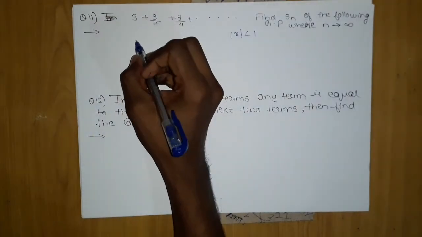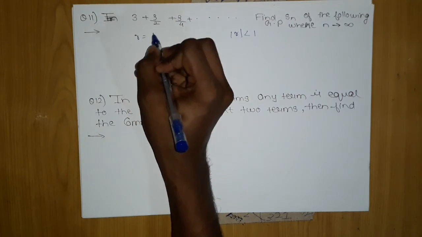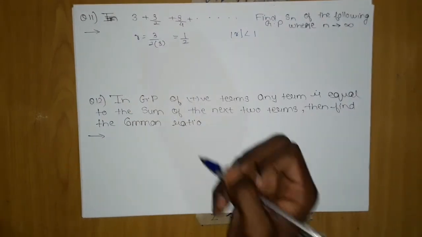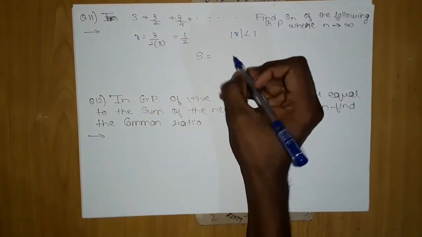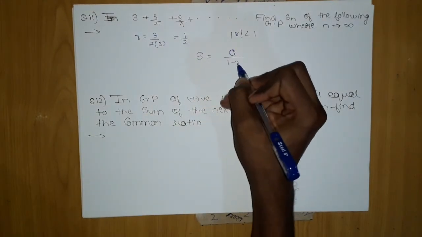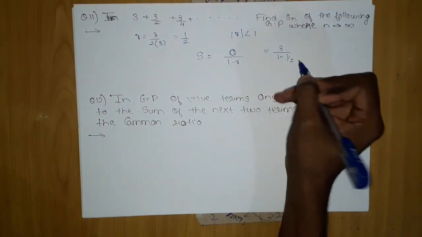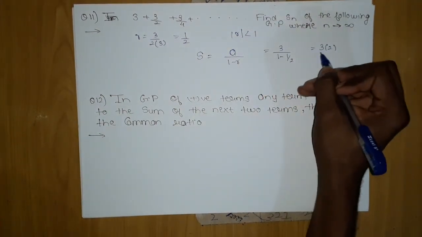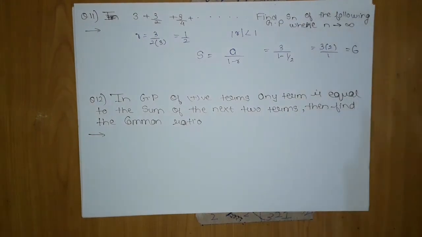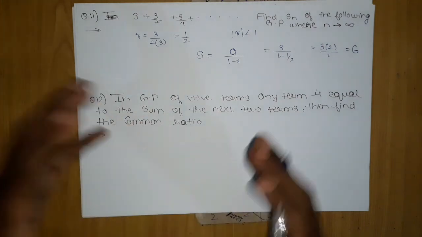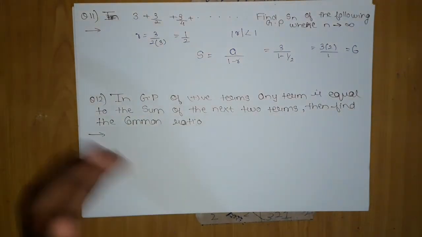So how will I get the r value? It is r will be 3 by 2 by 3, which will be 1 by 2. So I got the r value. So S will be a upon 1 minus r, which is 3 upon 1 minus 1 by 2, which gives me 3 into 2 upon 1, which is 6. Okay, so we got our answer, which is nothing but 6. This question was just to give you the feel of infinite.